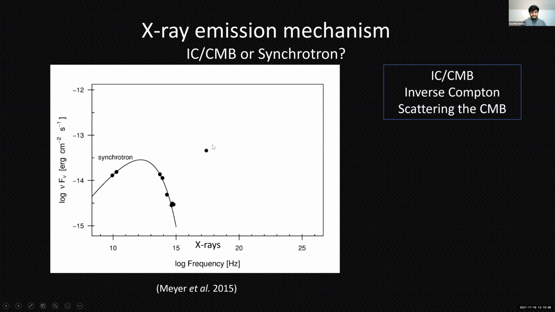So this is usually called the IC/CMB or the inverse-Compton model. And this generally requires large bulk Lorentz factors for the kiloparsec scale jets, and also requires the jet to be aligned at small angles to our line of sight.